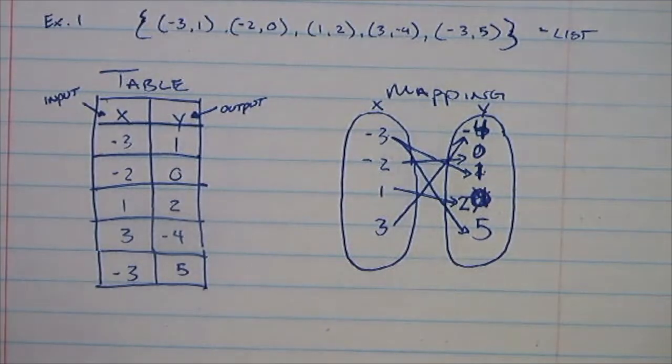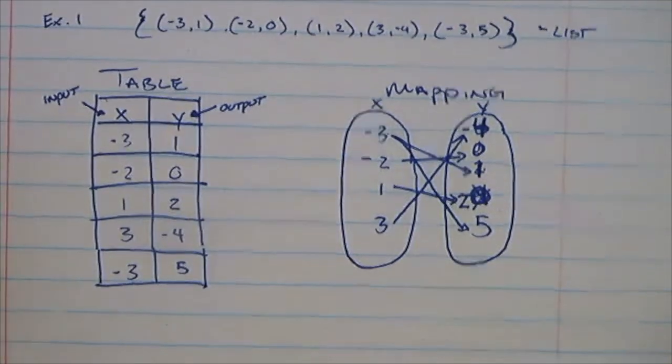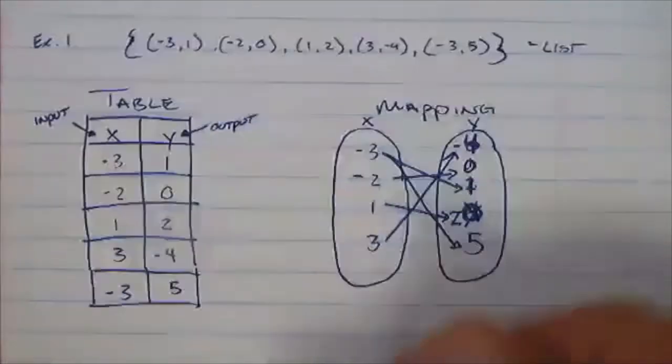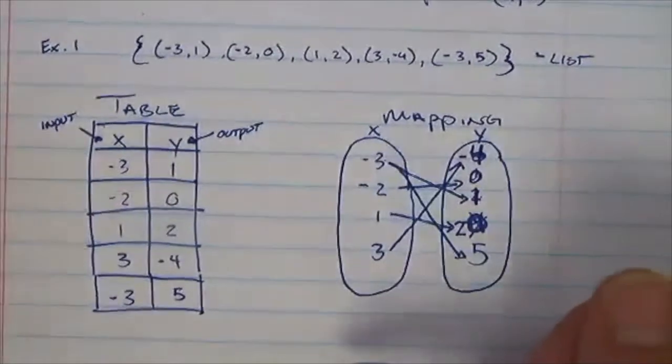Okay. The big part of this unit is going to come in the form of functions. Okay. So we're not going to get into evaluating functions or any graphs or anything like that today. We're just going to define it and then look at how do you know yes or no from one of these examples, a table, a mapping, a list, or even later we'll look at graphs. How do you know if it's a function or not?